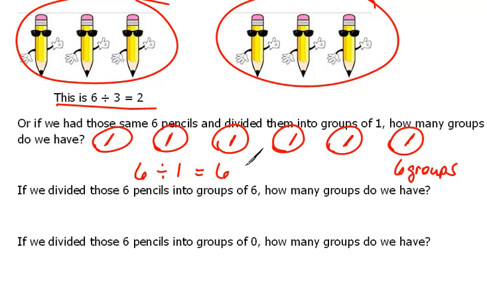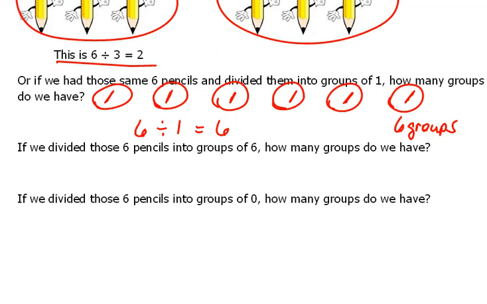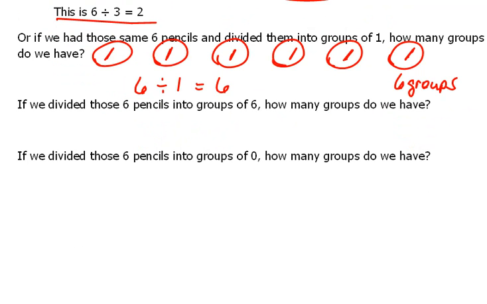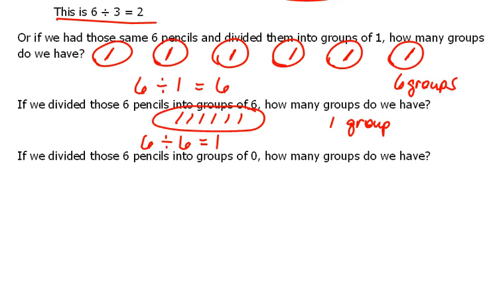Okay, let's start over again. What if we had those same 6 pencils, and this time we're going to divide them into groups of 6. So let's see, 1, 2, 3, 4, 5, 6. This is all 6 of my pencils. How many groups of 6 do we have? That would be 1 group. That's because 6 divided by 6 equals 1. So I'm hoping that we're starting to get the idea of what's happening whenever we really divide.